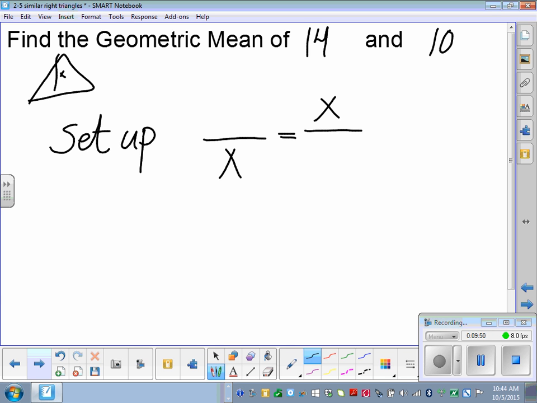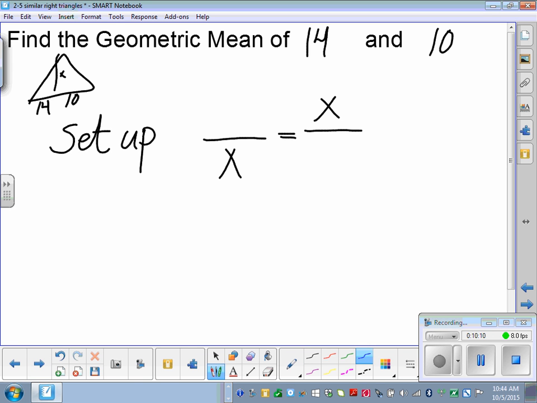If this was x and this was 14 and 10, we would set it up like this. 14 over x is equal to x over 10, right? Yep. So you'll just set up your blank thing like this if you're asked to find the geometric mean of the two numbers. This is a little trick I taught you, right? So you'll set up your blank slate like this. Blank over x is equal to x over blank, and then you'll insert your two numbers.